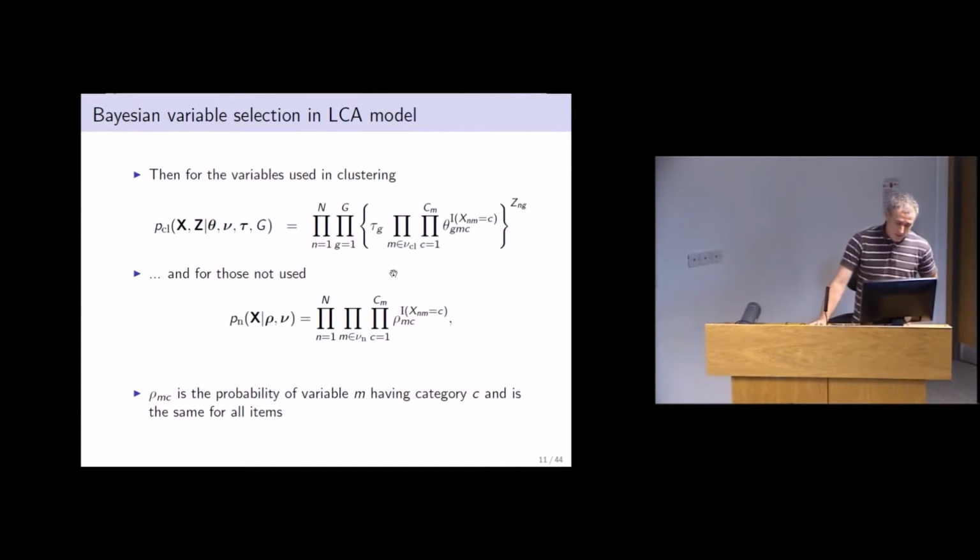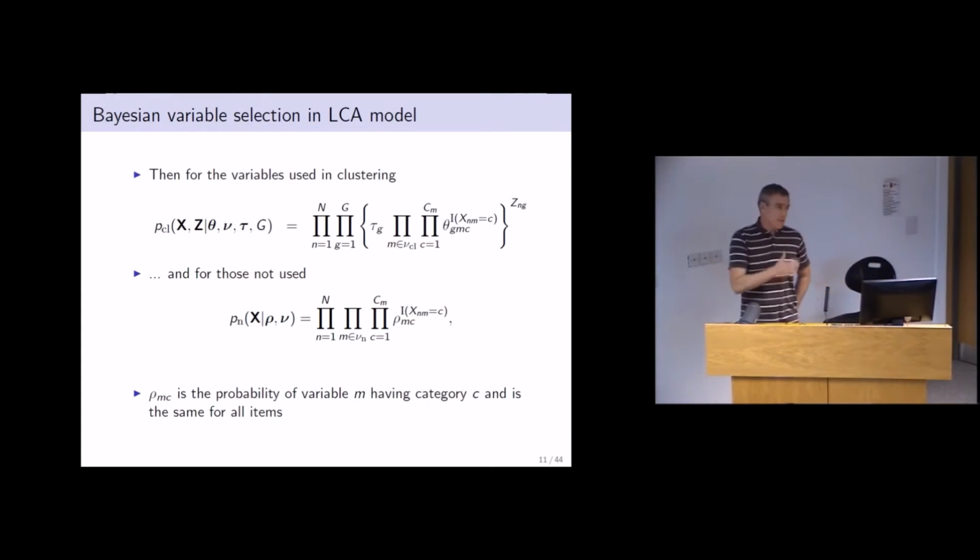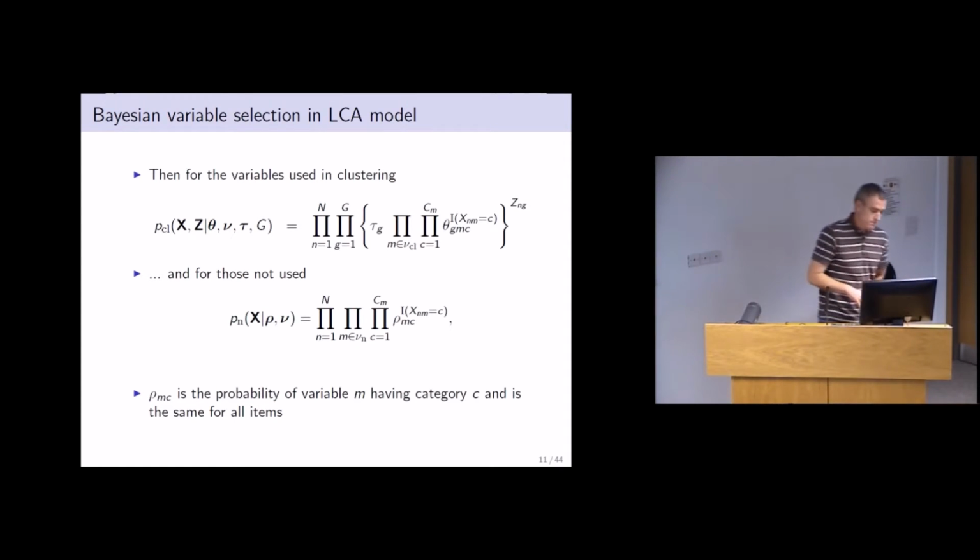For the variables that are not useful for clustering, all we're doing basically is, I mentioned these thetas before, we're going to say that theta_gmc doesn't depend on g. And we've changed the notation: we denote the common value for theta_gmc, which no longer depends on g, by rho. So for some variables the thetas vary across groups, for other variables they don't. And we just used a different letter for observations where it doesn't. And that's the common probability.